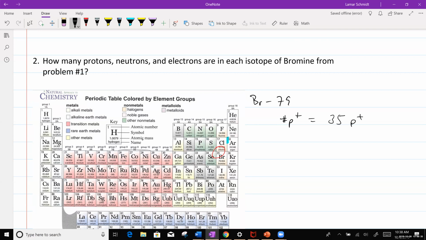The next thing is we're going to find the number of neutrons. Number of neutrons is equal to the mass number minus the number of protons. So the mass number is 79, and we know that because it's bromine 79. And we have 35 protons, so 79 minus 35 is going to be 44 neutrons. So our number of neutrons in this isotope is 44. And then the last part is the number of electrons. And we talked about this in the last page, that when we have an atom, the number of protons and number of electrons are equal. So we're going to have 35 electrons.